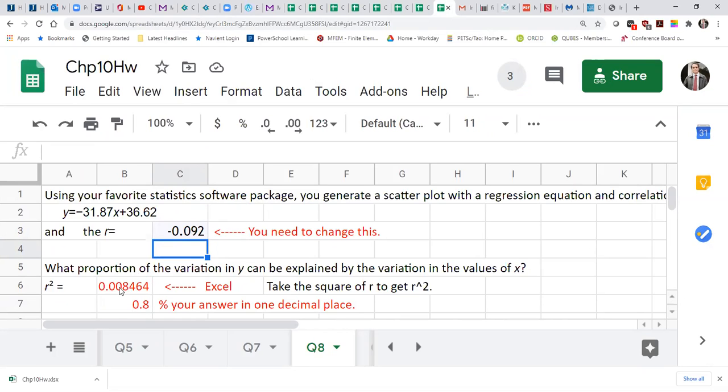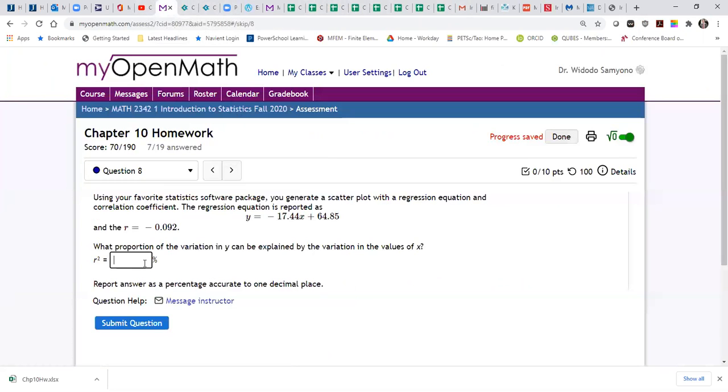So after you square it, and then you multiply by 100%, you got this number here, down here. So the answer will be 0.8%, you need to multiply by 100%, okay.